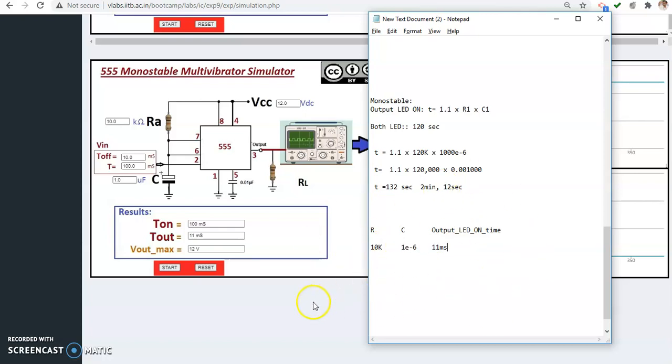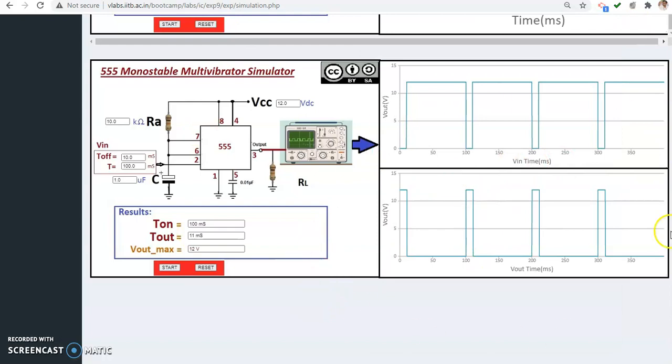This is the tabulation you will follow, and take a screenshot. This is a diagram you will draw. So the total time is 100 milliseconds. That is the total time period. On time means this input is given as an on time. Output is 11 milliseconds. Please understand, the words may make you confused. Please don't get confused.